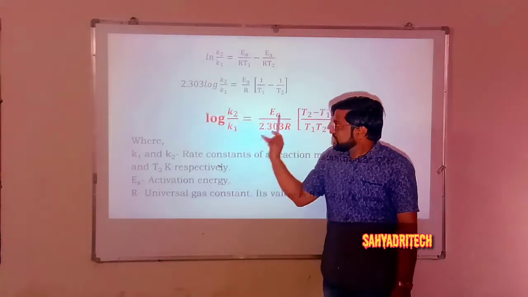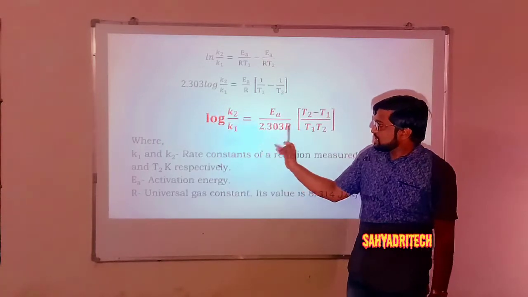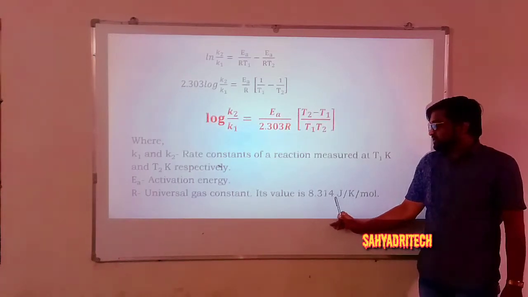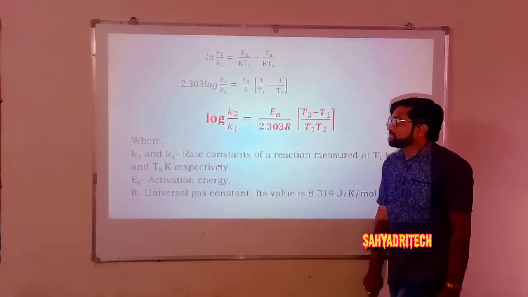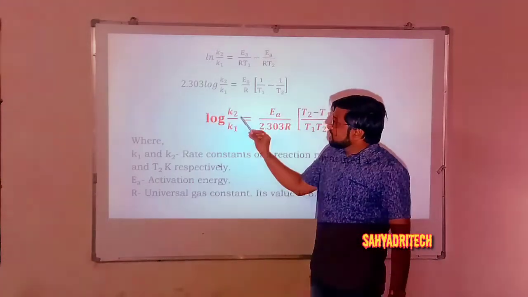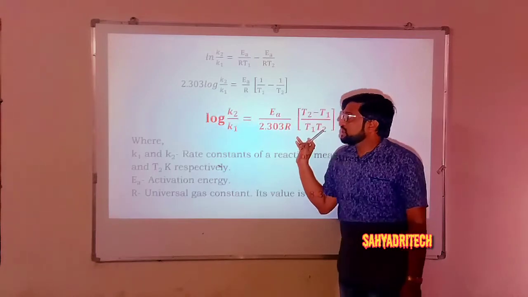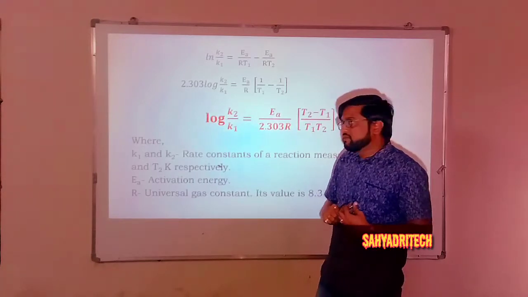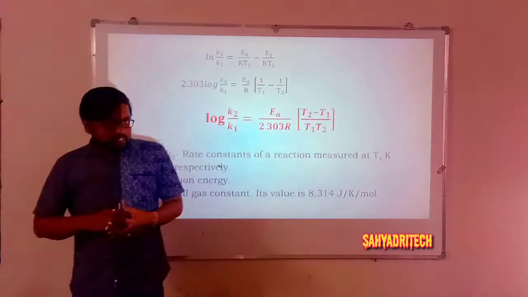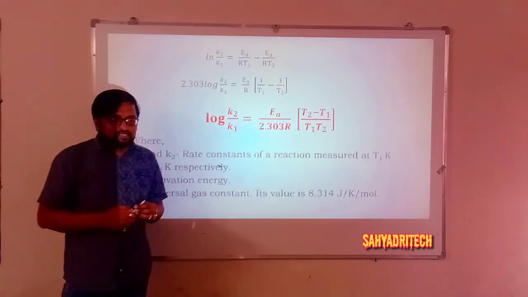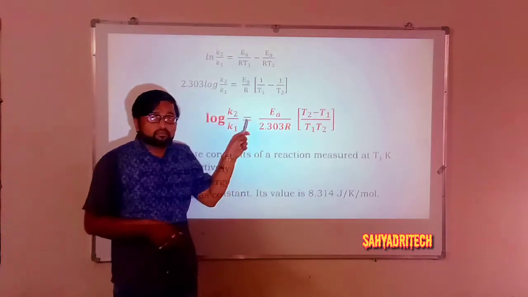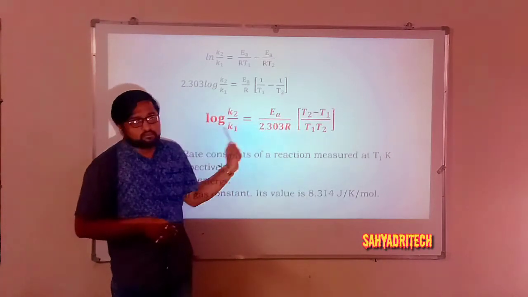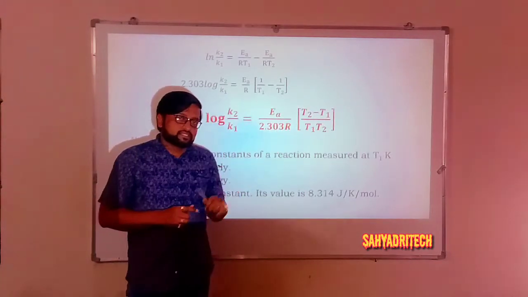And what is Ea here? Ea is the activation energy. And what is R? R is the universal gas constant. And what is the value here? 8.314 joules per Kelvin mole. In the sense, by knowing K1, K2 values, T1, T2 values, one can calculate the activation energy of a reaction. So it is regarding the rate constant method by which we can calculate the activation energy. You have to remember the formula and the terms involved. For the annual examination, there will be a numerical on this formula, calculation of activation energy.